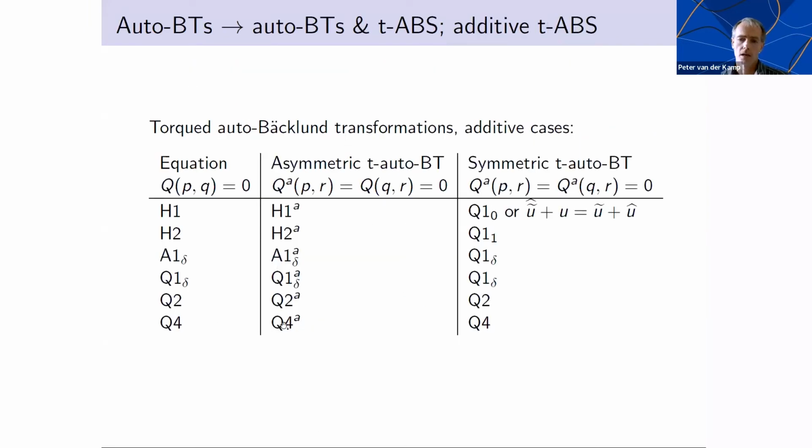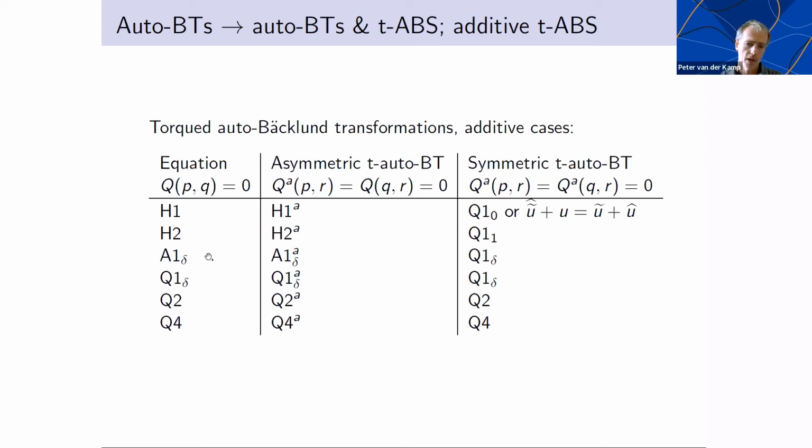And these are the complete results. So this can be done for every ABS equation. If you start with H1, you get a torqued version of H1. And there is this additive A, which stands for the additive transformation of the parameters. And in each case, the tetrahedron property gives rise to a Q equation.